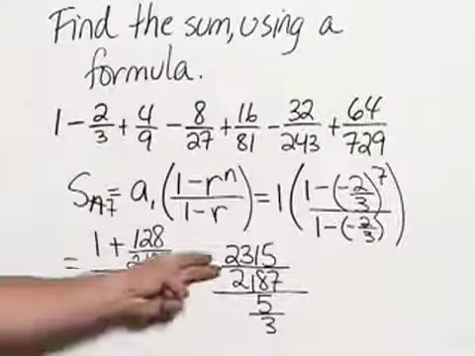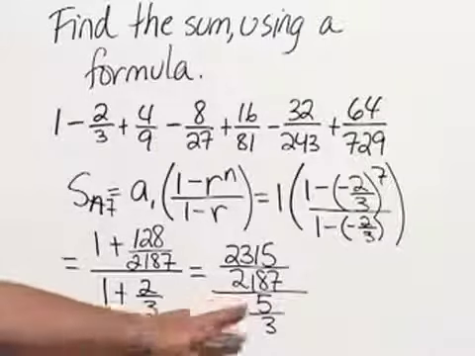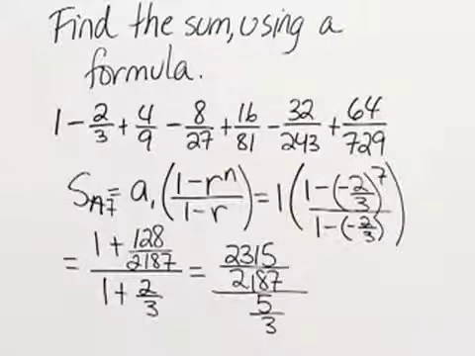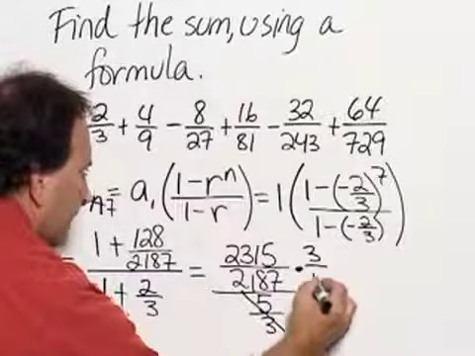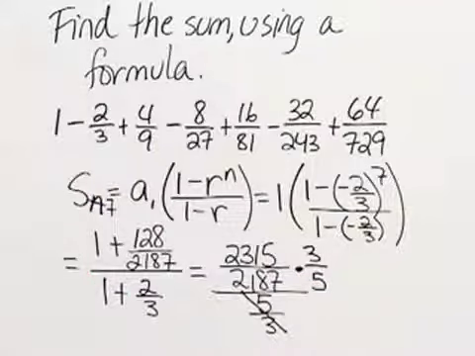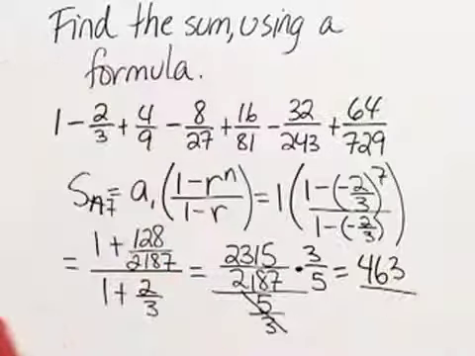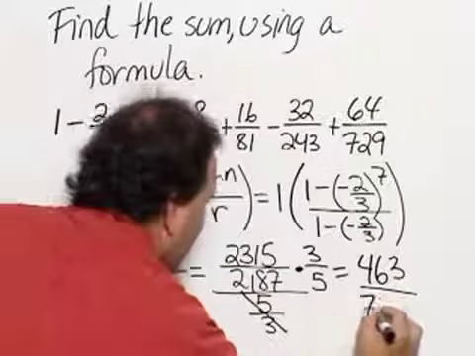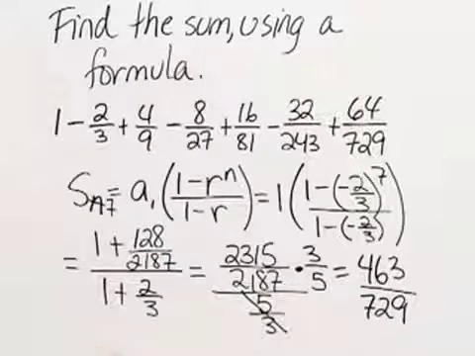Now, when we divide a fraction by a fraction, we actually take the second fraction, we invert it, and we multiply it times the first. So I'm going to cancel this out here and show the multiplication there. Again, using your calculator, because that makes it a lot easier, you would find that that is equal to 463 over 729. So the sum of those 7 terms is 463 divided by 729.